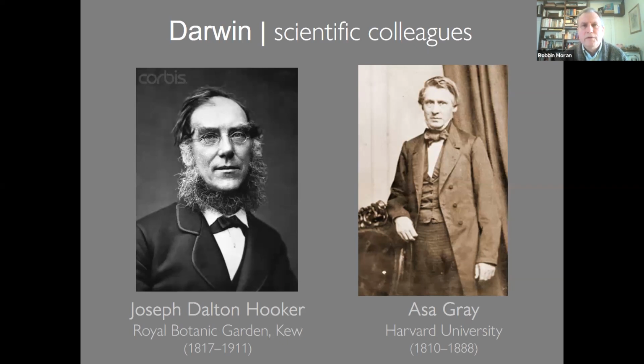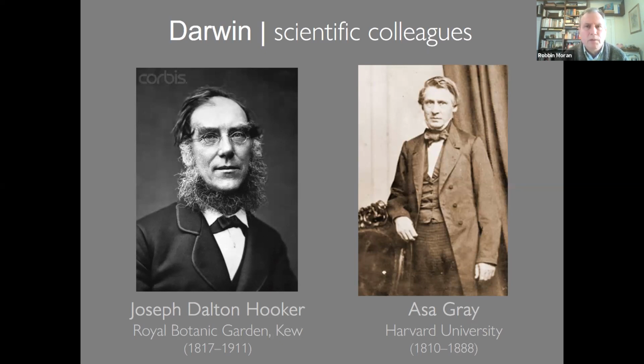Hooker would send to Darwin these plants so that Darwin could study them. And also, Darwin discussed the ideas of evolution and particularly natural selection with Hooker, and Hooker helped him develop his theory. Asa Gray was an American botanist at Harvard University. He also sent Darwin plants, but he had a long correspondence with Darwin. And the two men were very close friends.